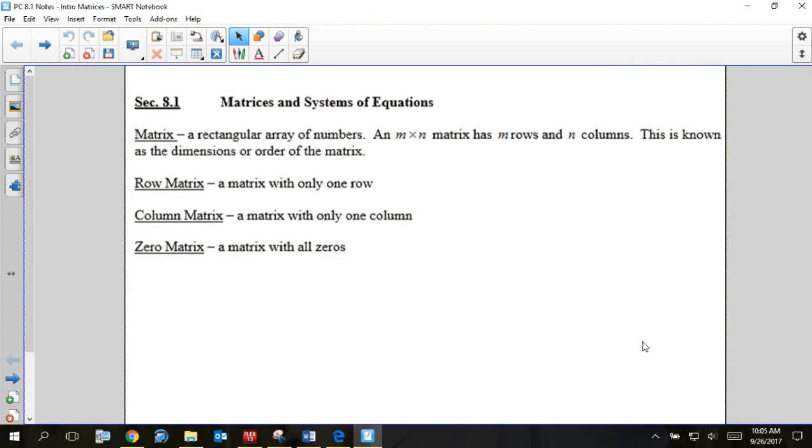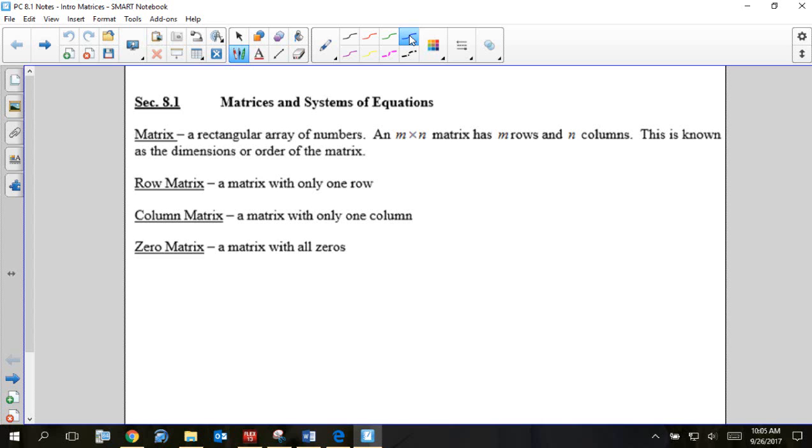So we're going to start by just looking at a few examples of what a matrix is. A matrix is a rectangular array of numbers. It is basically organizing numbers in rows and columns. And the numbers will mean something, just not yet.